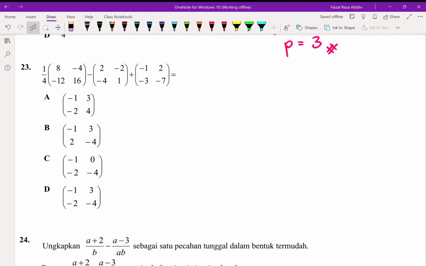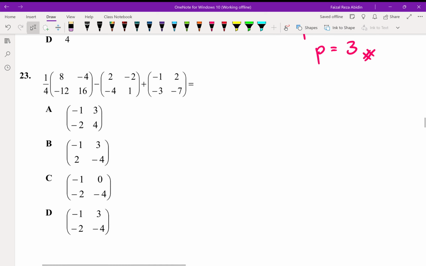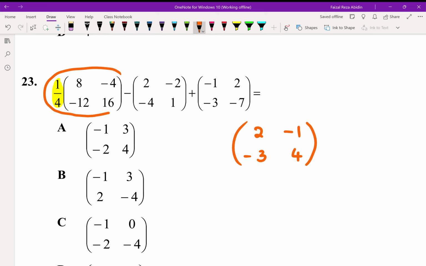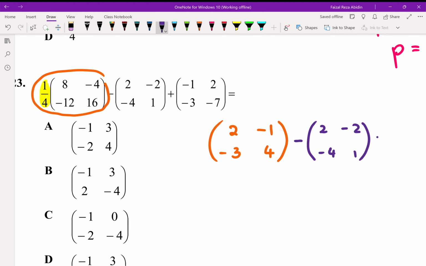23. For this one, what do I have to do first? I have to solve for our multiplication here first. So you get 2, negative 1, negative 3, and also 4. Am I right? The whole thing here, I multiply first. Then everything else, I just copy back. 2, negative 2, negative 4, 1, and also plus negative 1, 2, negative 3, negative 7.